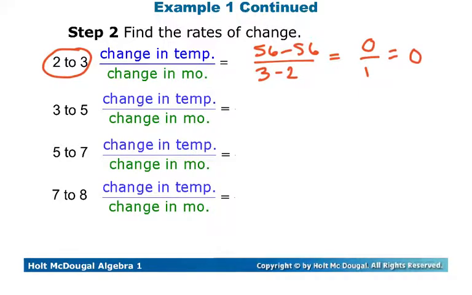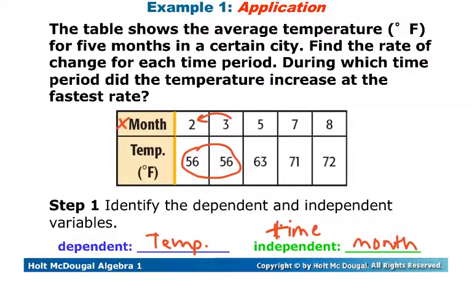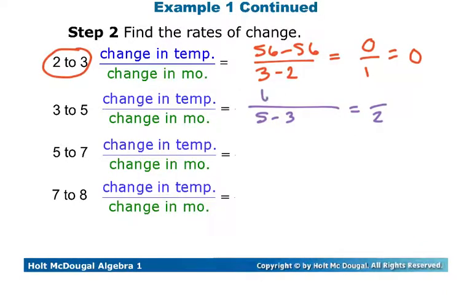The next one, the change in the month, goes from 3 to 5, but of course we want to keep these in positive values as much as we can. And then looking at our temperature change from 3 to 5 over those 2 months, we go from 56 to 63. So 63 minus 56 makes 7, and so 7 halves, or 3.5, was the change in temperature.